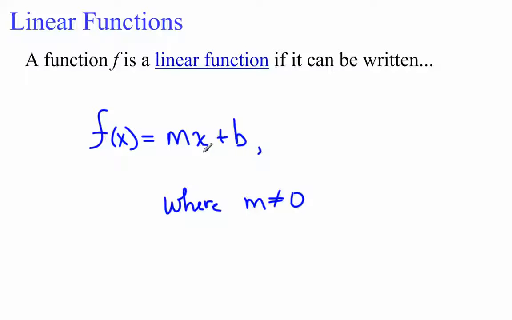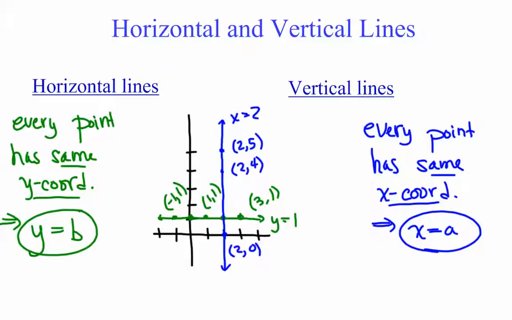We want to have an x term, and because it's a linear function, you can guess that when we graph it, it's going to be a line. Now, let's talk a little bit about special cases of horizontal and vertical lines. Are these functions? Are they not functions? If so, what do they look like?